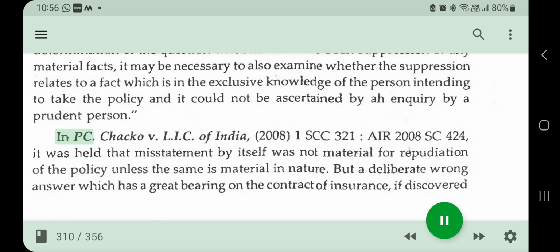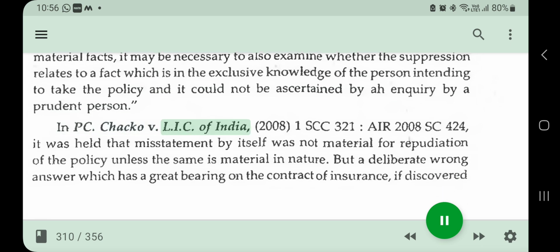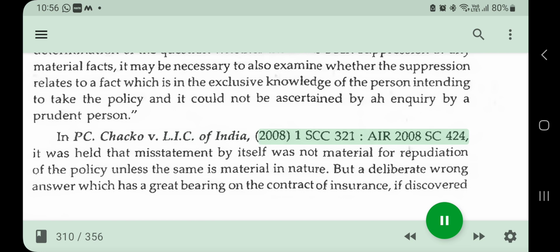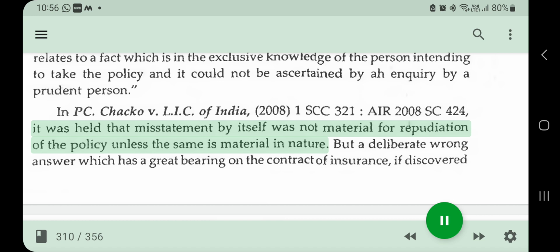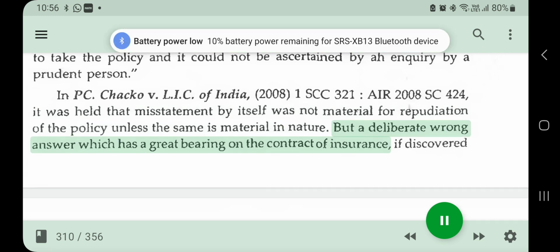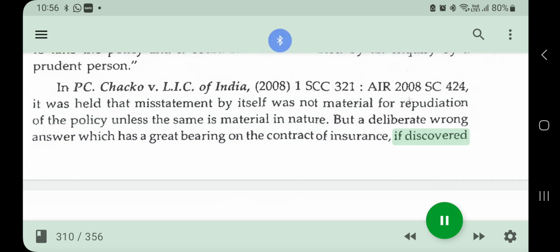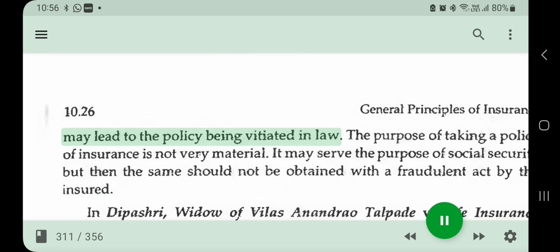In P.C. Chacko v. LIC of India, 2008-1 SCC 321, AIR 2008 SC 424, it was held that misstatement by itself was not material for repudiation of the policy unless the same is material in nature, but a deliberate wrong answer which has a great bearing on the contract of insurance, if discovered, 10.26 General Principles of Insurance may lead to the policy being vitiated in law.